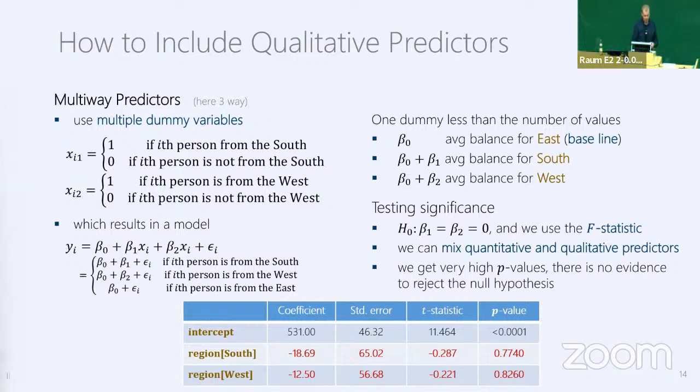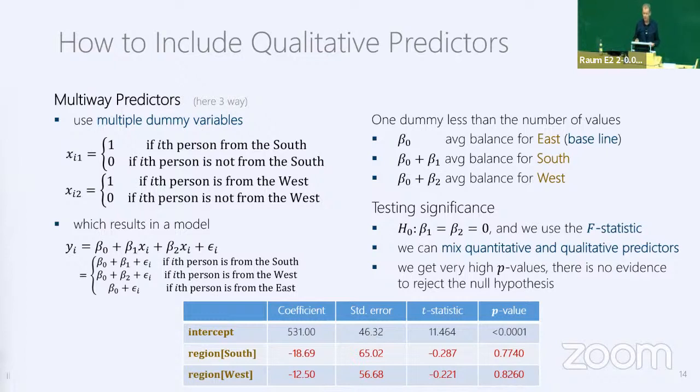What do we do? Well, we just use multiple dummy variables. We can use an xi1, if somebody's from the south, yes or no. Same thing from the west, yes or no. And the third one we don't need, because we know that somebody has to be from somewhere. There's only 3 possibilities. If they're not from the south or the west, then they're from the east, because the north doesn't exist. We get this model, and we can again interpret the parameters like contributions to an average.